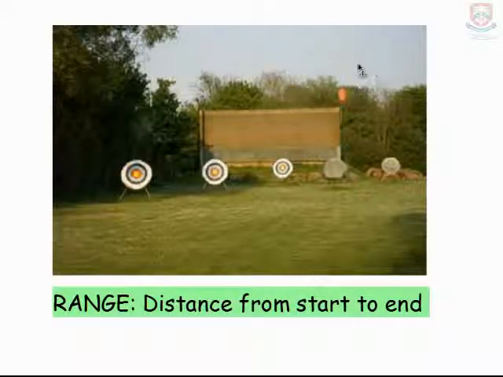Next we have range, which is a distance. It's a distance that we would travel from the beginning to the end of something. So we have things like an archery range, which is a distance in which you shoot arrows. With numbers, it's how far do you go from the smallest number to the biggest number.